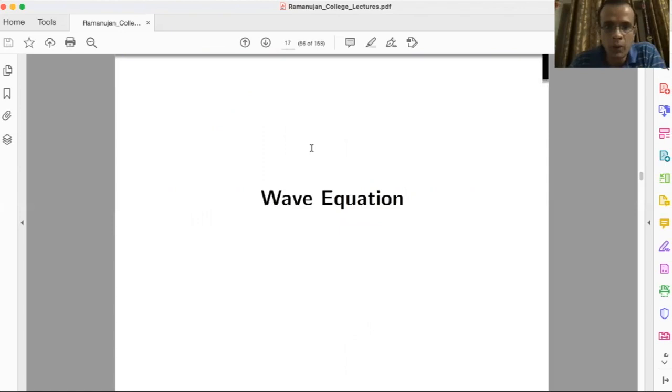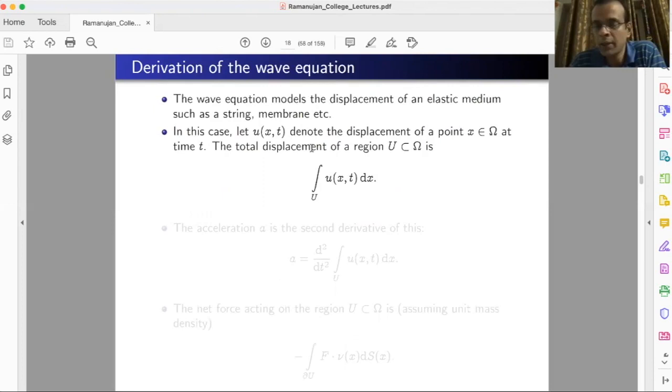Now let u of x, t denote the displacement of a point x in omega at time t. As before, the total displacement in a region U is going to be given by an integral, the integral over U of u of x, t dx. Now the acceleration here is going to be the second derivative, so it's going to be d squared dt squared of the total displacement, which is the integral of u of x, t dx.